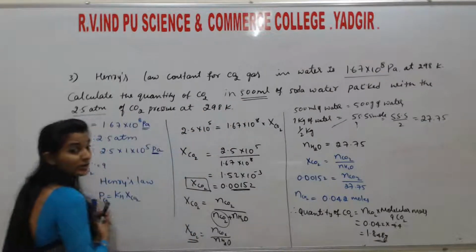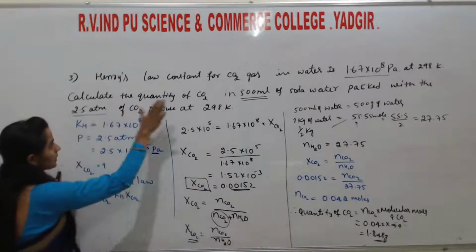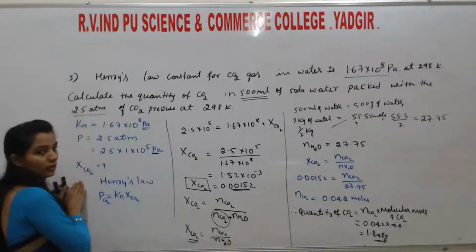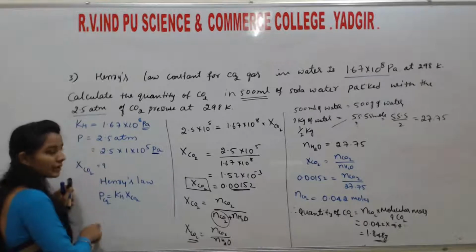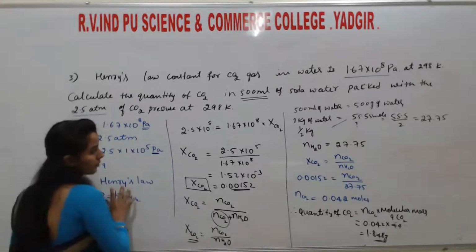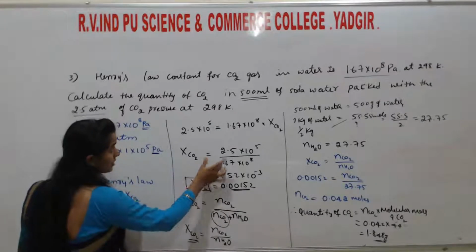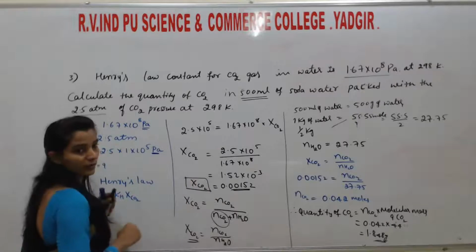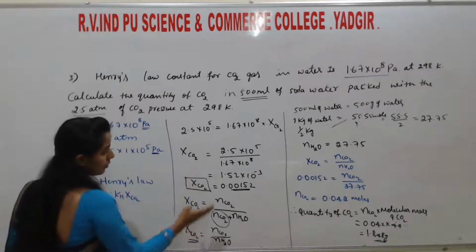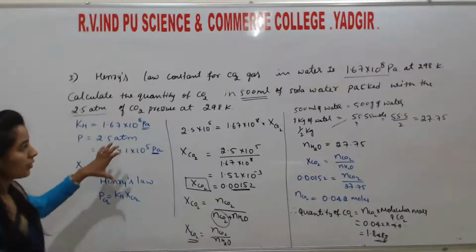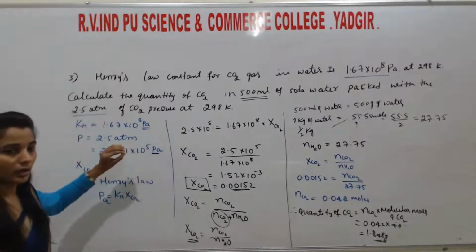So what does it explain? Listen, here we are given the Henry's law constant and pressure, and using these two we can calculate the mole fraction of CO2. Then, since 500 ml is given, we can easily calculate the number of moles of water. By comparing these two, we can easily solve this problem. If you have any doubt, you may ask again.